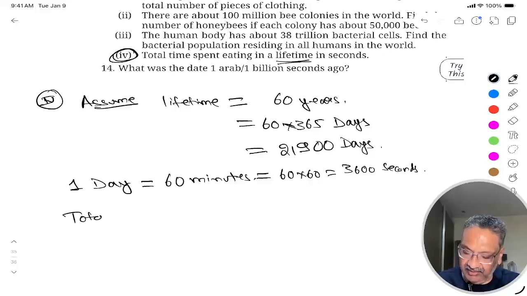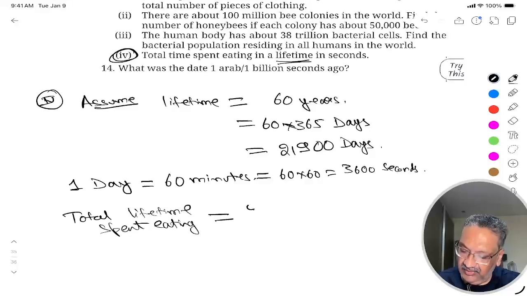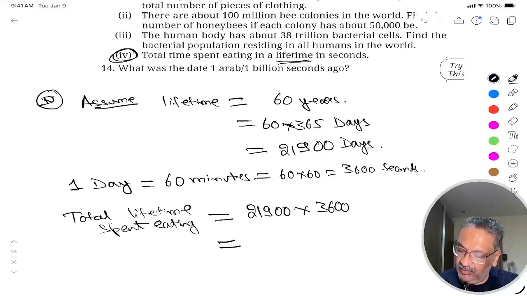So the total lifetime spent eating is equal to 21,900 days into 3,600. This is equal to 219 into 36, so we will do 219 into 36. 9 6s are 54, 5 carry, 6 1s are 6 plus 5 is 11, 1 carry, 12, 13 plus 27, 7, 2 carry, 5 3 2s are 6, 4, 8, 7, 8, 8, 4. So we get 7884.